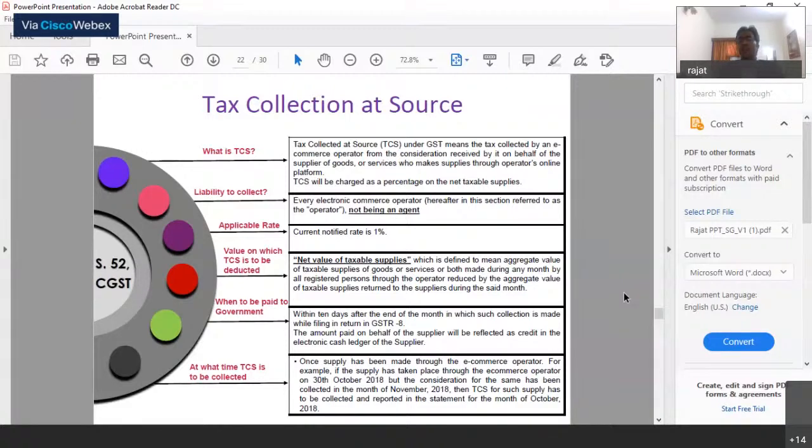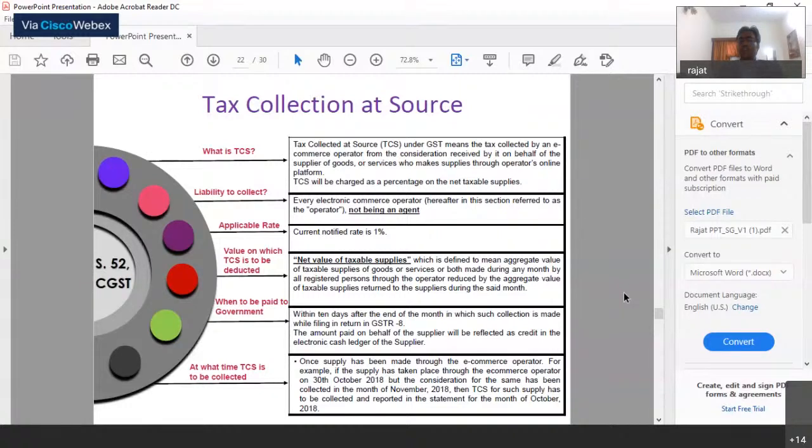Now, there are certain situations where I make supplies over an e-commerce platform, but a lot of supplies are returned back to me. Then the provision says it will be the net value of taxable supplies. So if I supplied goods worth 1000 rupees and goods worth 500 rupees have been returned, the net value of taxable supplies through the e-commerce operator is only 500 rupees. In that case, the operator would be required to deduct tax collection at source on only 500 rupees and not 1000 rupees. The tax collected at source by the e-commerce operator is required to be deposited by the 10th day of the next month while filing a statement in GSTR 8.